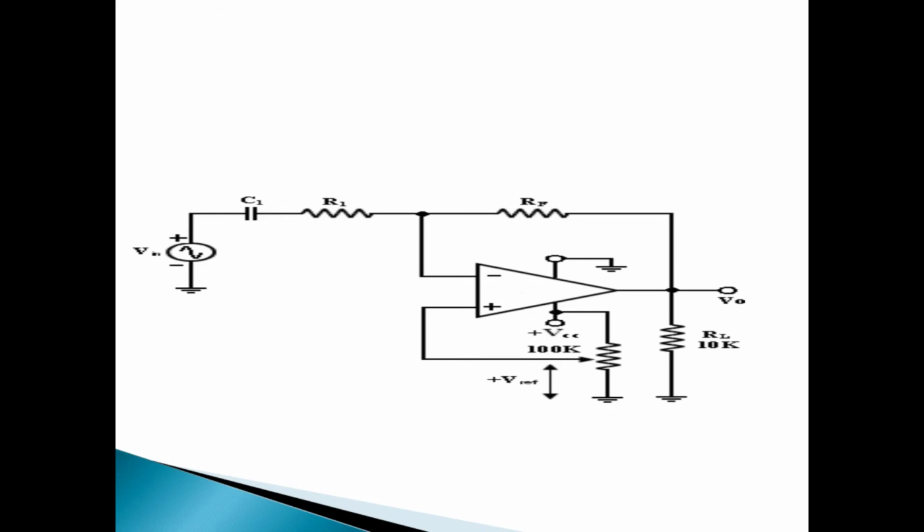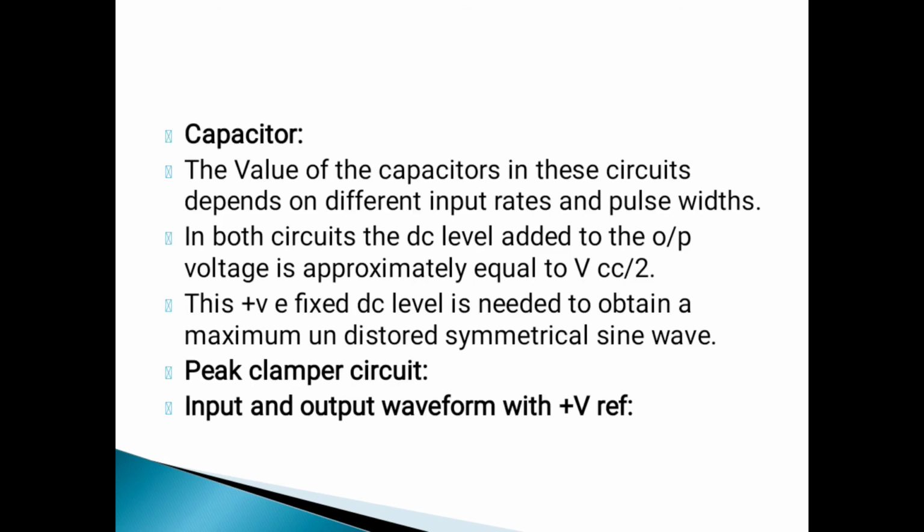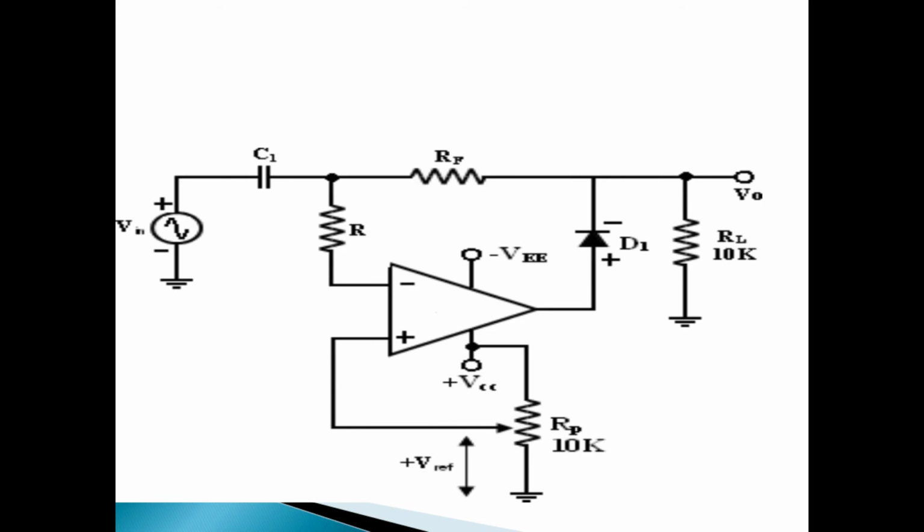The value of the capacitor in these circuits depends on the input frequency and the pulse width. In both circuits, the DC level added to the output voltage is approximately equal to VCC/2. This positive fixed DC level is needed to obtain a maximum undistorted symmetrical sine wave. A peak clamper circuit defines the input and output with a plus voltage reference. This is the peak clamper circuit.